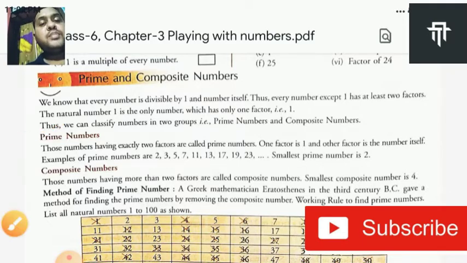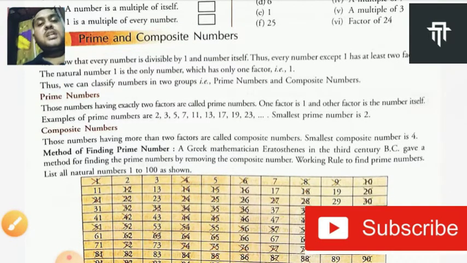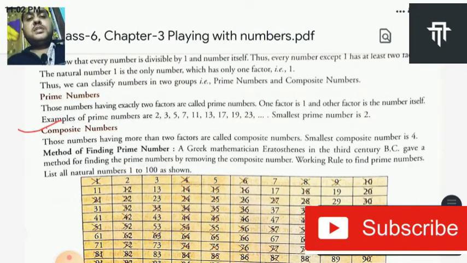Next one is composite number. So what are composite numbers? Composite numbers are all the numbers which are not prime. All the numbers which are not prime, they are called composite. So now check which one is prime and which one is composite.